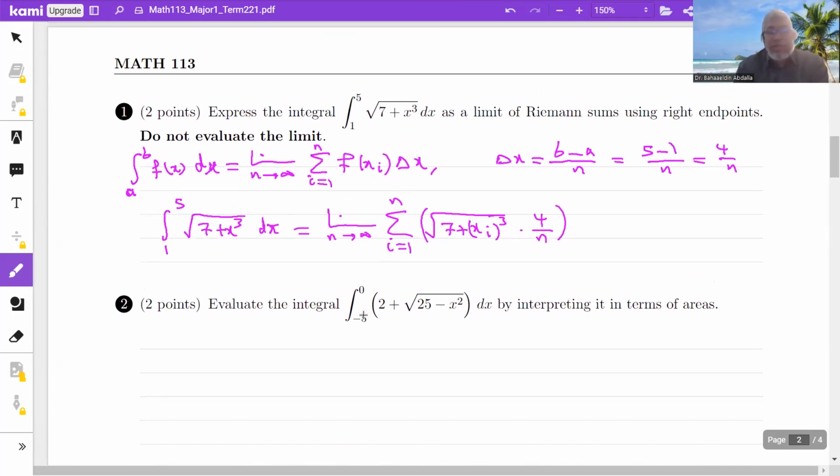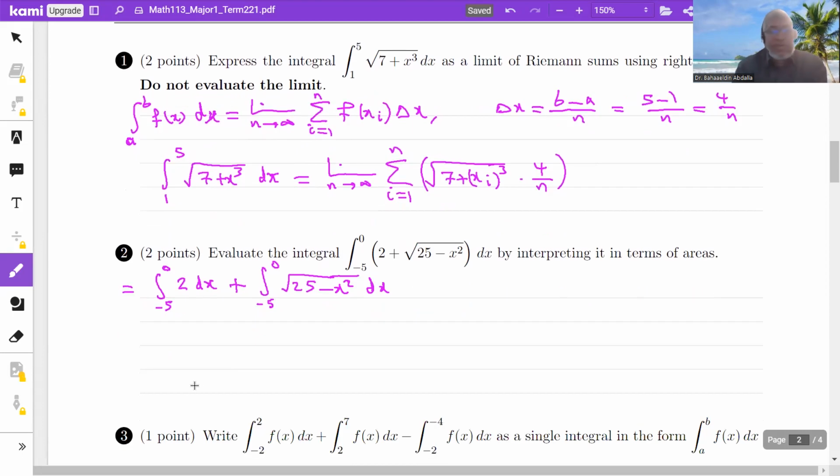Question 2, evaluate this integral by interpreting it in terms of areas. So using geometry. Well, first I will divide the integral into two integrals using the fact that I can distribute the integral when there is a sum. So I have two integrals, integral of 2 dx and integral of square root of 25 minus x squared dx.